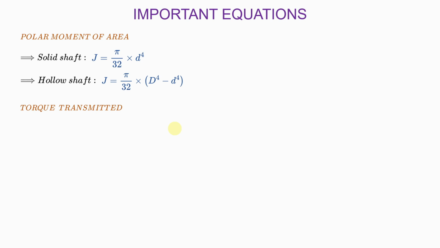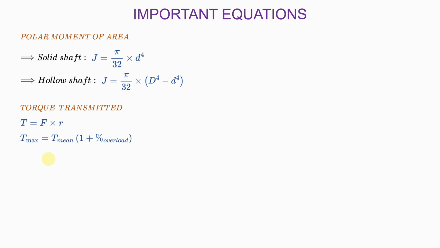Then we will look at the equation for the torque transmitted, and we know even from engineering science that torque is equal to the force multiplied by the radius. Again, here this radius is the outer radius. Very important.